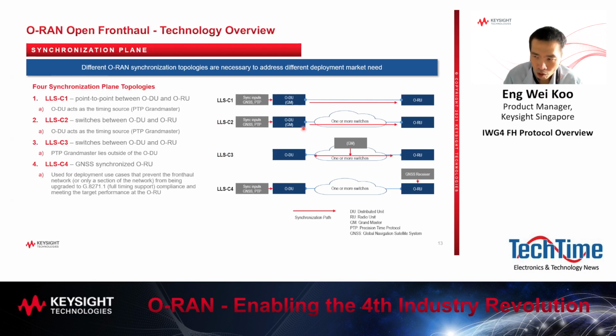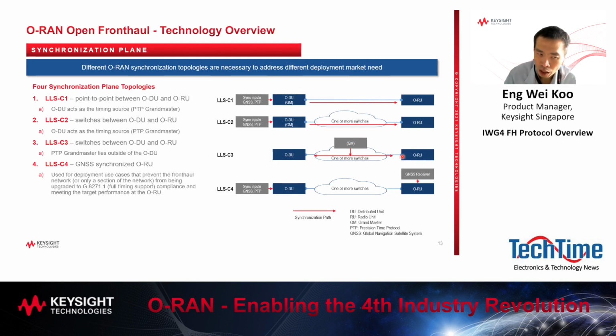C2 basically involves switches and routers in between, right? Still, the grandmaster is within the ODU, but now you have to make sure that the PTP signals get sent correctly to the ORU. C3 basically involves the grandmaster being, maybe, one of the switches like the TBCs, and you start to look at distributing the PTP signals towards the ODU and ORU.